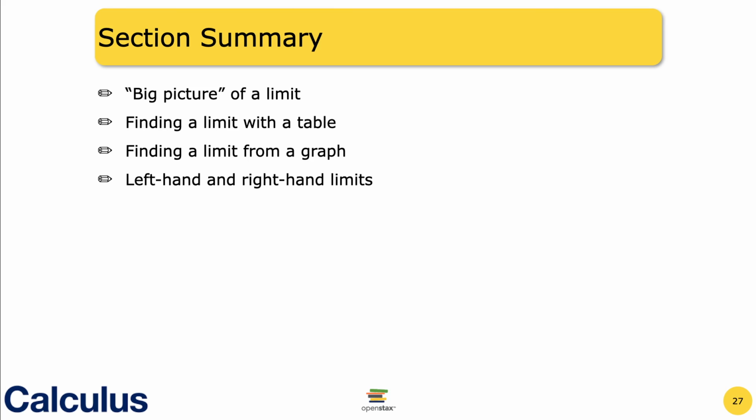In summary, we've looked at what the big picture of a limit is. We looked at many examples to use a table to find the limit, and several examples of how to find the limit from the graph. We also talked about left and right-handed limits, and I kind of talked about limits at vertical asymptotes. In the next video, we will develop a deeper understanding of how to look at equations and quickly calculate limits.